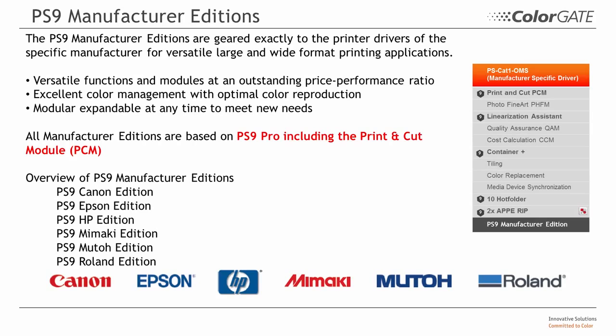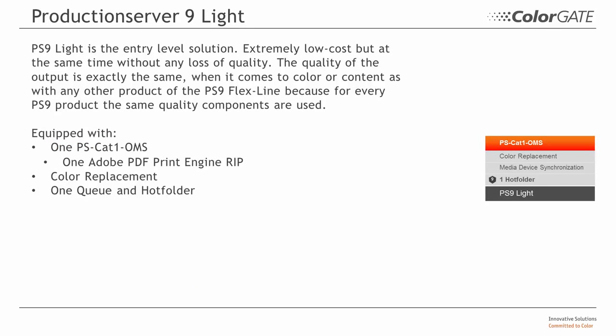The PS9 Manufacturer Editions are optimally configured for the printing systems from Canon, Epson, HP, Mimaki, Mutoh and Roland, and already contain an OMS for all of the Cut 1 printers from all these manufacturers. A new aspect in version 9, the Print and Cut module is now included in every Manufacturer Edition without any extra costs. The Productionserver Lite is available as a low-cost entry solution in version 9.